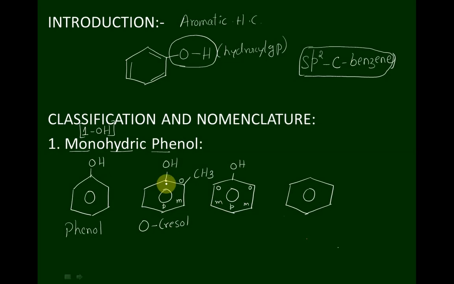If I want to give the IUPAC name, we have to number it 1, 2. The substituent group should get the lowest number, therefore first, and this is second. So the IUPAC name is 2-methylphenol. Here, if the substituent group is bonded here, then it is called meta-cresol.